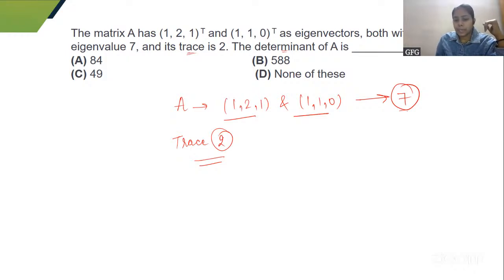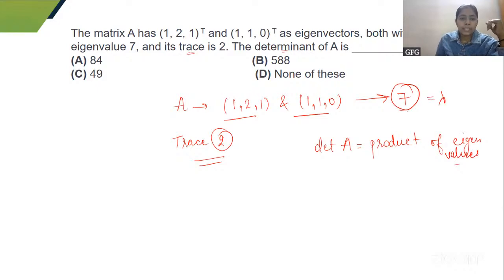So we know that the determinant of a matrix A is equal to the product of eigenvalues. You can see that we have been given only one eigenvalue here, lambda. But this matrix is of order 3 cross 3. How do I know that? Because it has an eigenvector of size 3 cross 1. So this is a 3 cross 3 matrix.